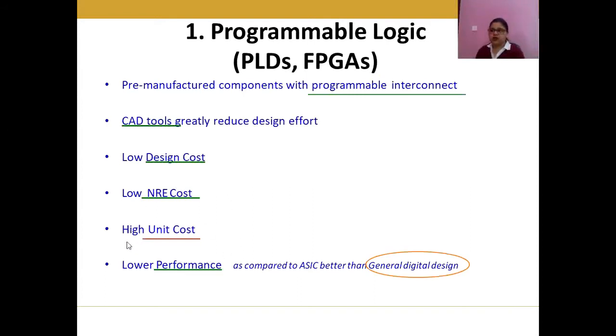It has a high unit cost also. Now what does this unit cost mean? Unit cost is the total expenditure incurred by a company to produce, store and sell one unit of a particular product or service. So it too has a high unit cost. And lower performance. Lower performance in comparison to ASIC but not with the general digital design. It is better than the general digital design which we were talking of with the TTL logic. But if we compare these programmable logics with the ASIC, then obviously they have a lower performance.